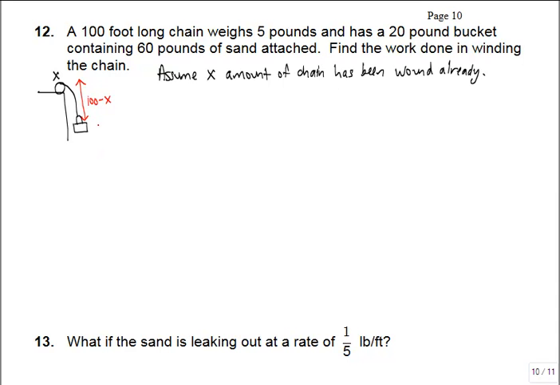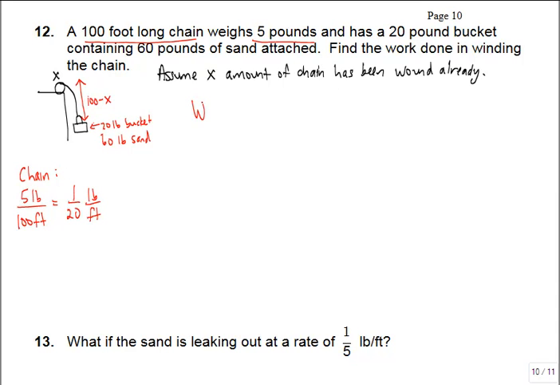On top of that, I have a 20-pound bucket, and inside of that bucket I've got 60 pounds of sand. Okay, so those are going to be some fixed forces as well. Now, in this problem we have a new linear density because we have a 100-foot-long chain and it weighs 5 pounds. So the chain is 5 pounds per 100 feet. So this is going to be 1/20th pound per foot.